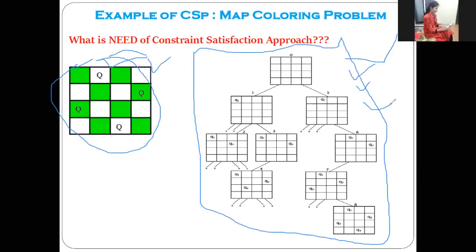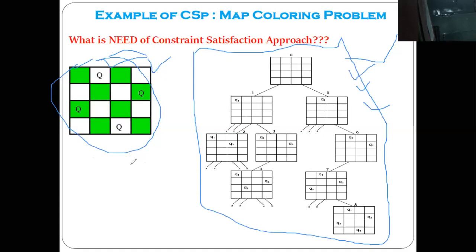If you don't use the constraints, that is a part of the constraint satisfaction approach, the time required to solve that problem will be more. How? Because there you are not using any kind of rules to place the queens. So you will go on placing the queens randomly. There are chances of getting the solution, but the complexity of that particular solution will be huge. The tree that will form will also be very huge.